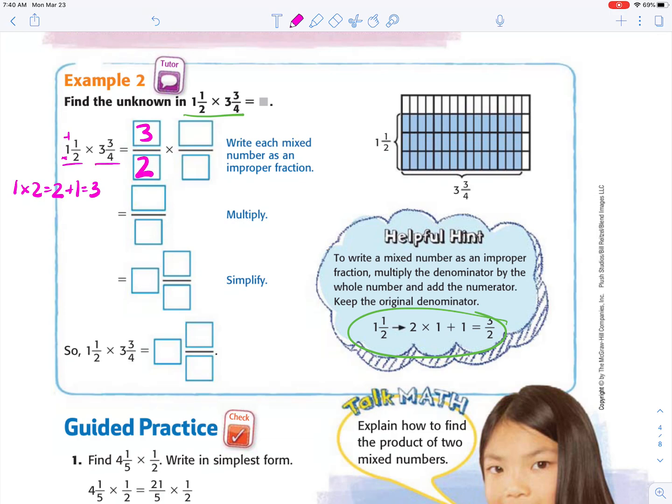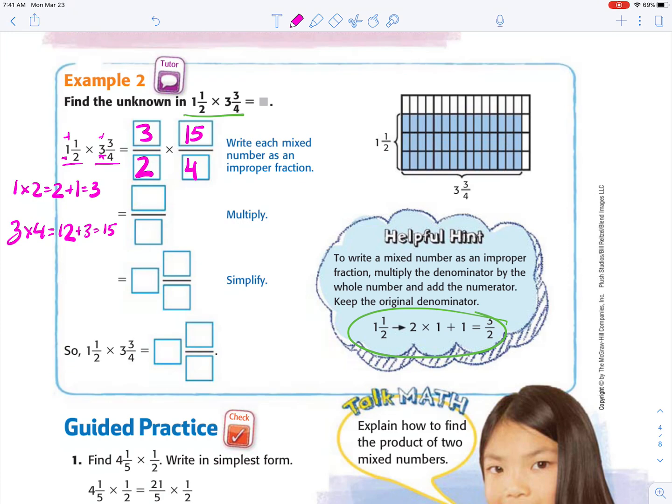Now my second number, 3 3/4, you're going to do the same. You're going to take the denominator 4, multiply it by the whole number 3, and you're going to get 12. And then you're going to take that 12 and add it to the 3, and you're going to get 15. So my new fraction here is going to be 15/4.